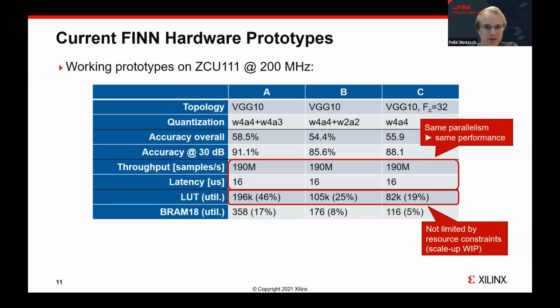So the most accurate model here with 91%, even the largest one, tops out at 200K lookup tables, but only 360 block RAMs. And this also indicates that for models of this type, the memory for the weights is unlikely to become a limiting factor anytime soon, especially when you consider that this device has additional UltraRAM resources, which we don't even tap into here.